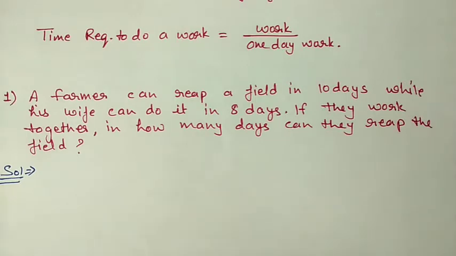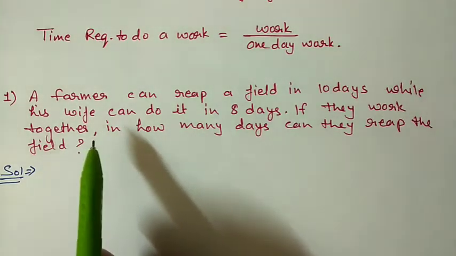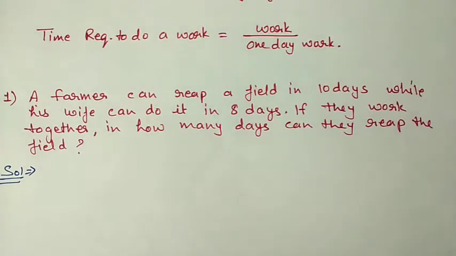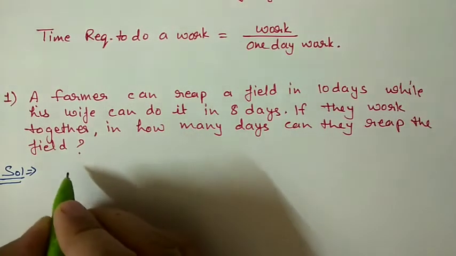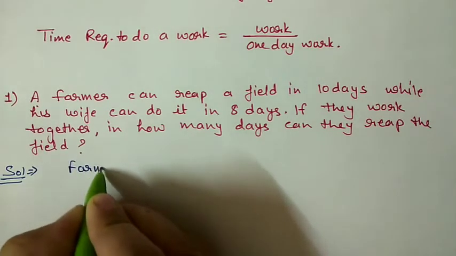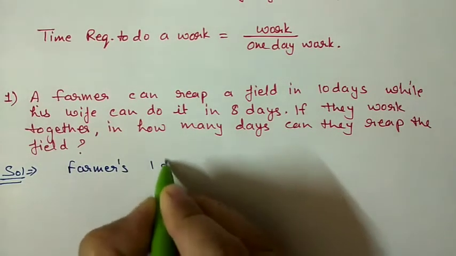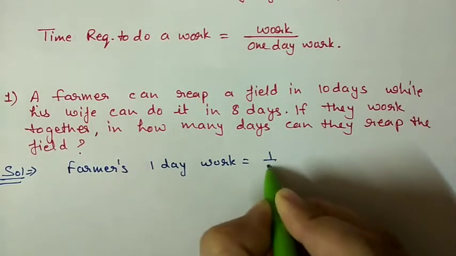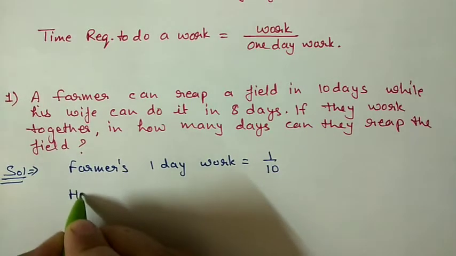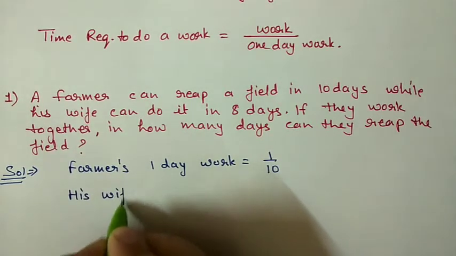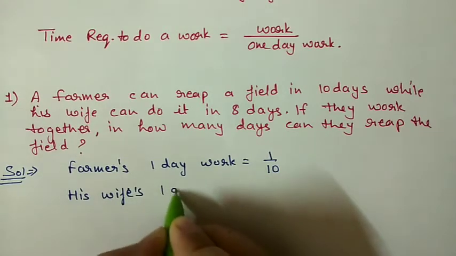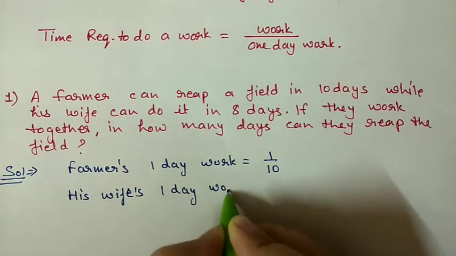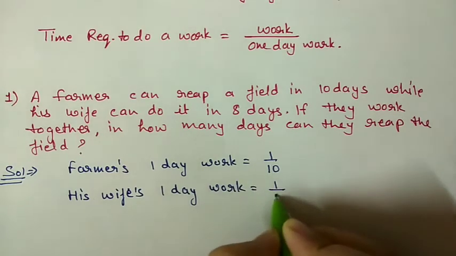his wife can do in 8 days. If they work together, in how many days can they reap the field? So to find out their together work, first we have to find out their 1 day work. So farmer's 1 day work will be 1 by 10, and his wife's 1 day work will be 1 by 8.